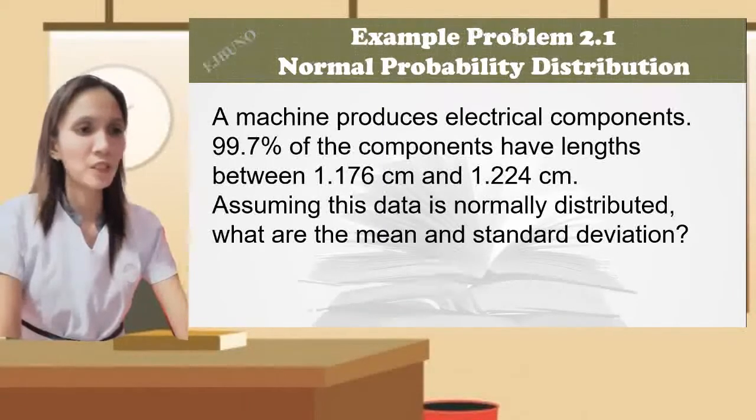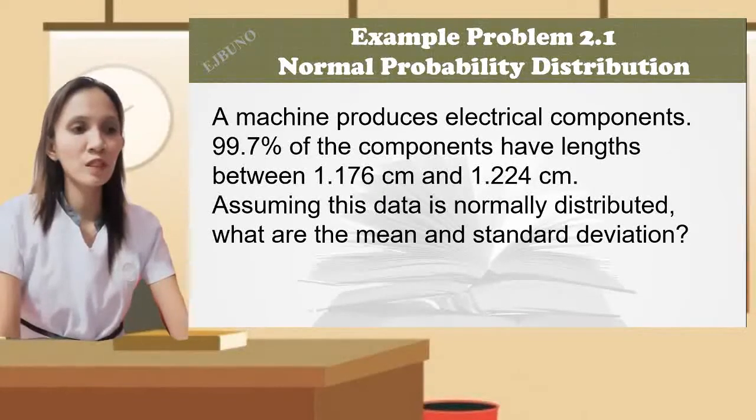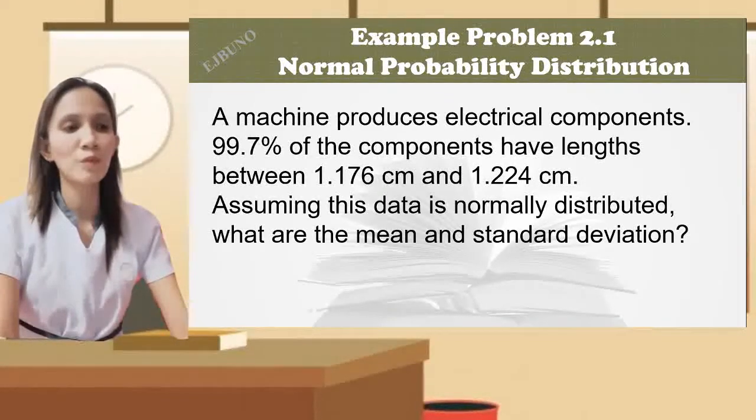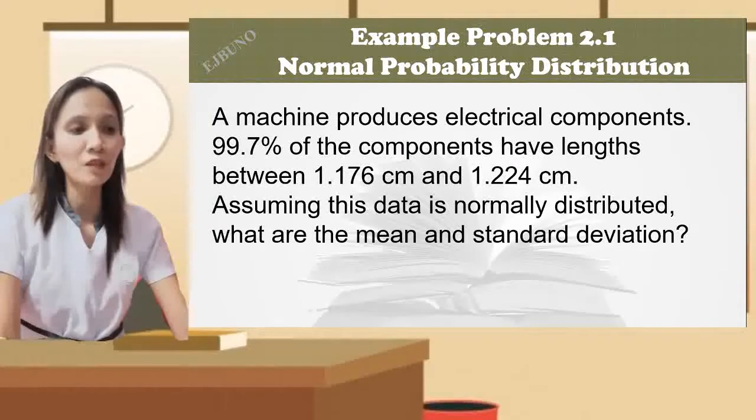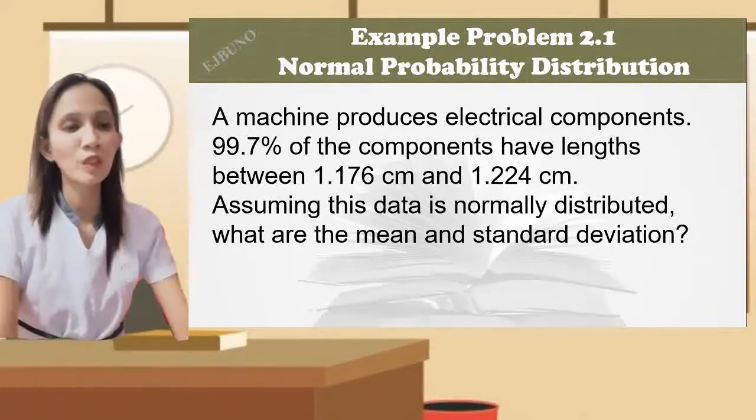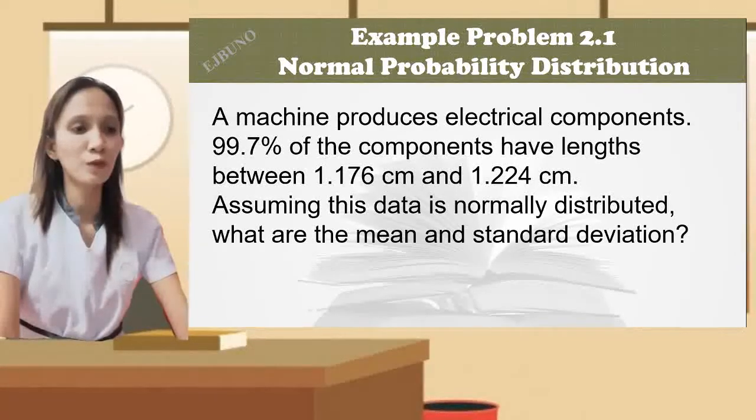Next is example problem 2.1 within the normal probability distribution. A machine produces electrical components. 99.7% of the components have lengths between 1.176 cm and 1.224 cm. Assuming this data is normally distributed, what are the mean and the standard deviation?